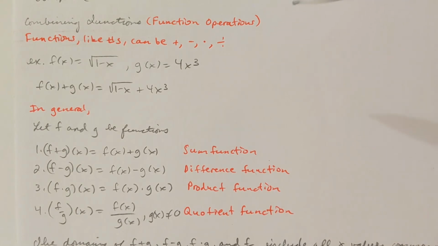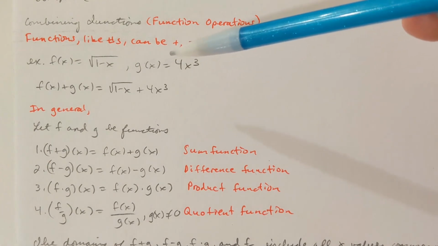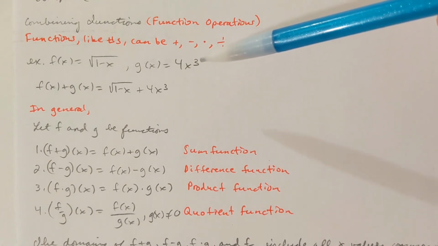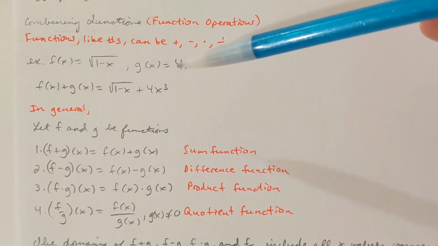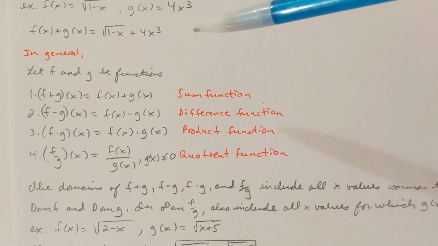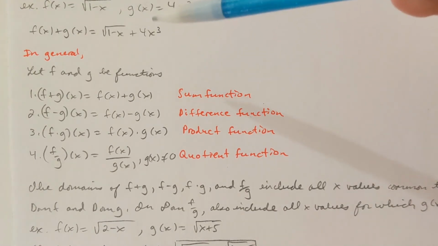Combining functions, function operations. Functions are like numbers in that they can be added, subtracted, multiplied, or divided. So for example, suppose that we have f of x equals the square root of 1 minus x, and g of x equals 4x cubed. f of x plus g of x is the square root of 1 minus x plus 4x cubed, and that's a brand new function that I've got there.